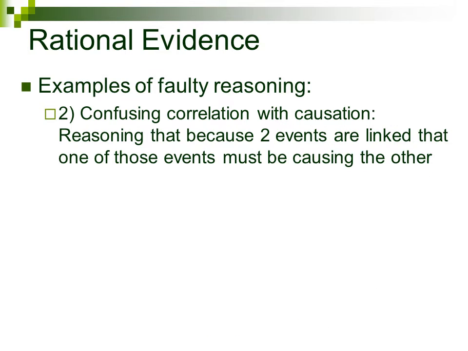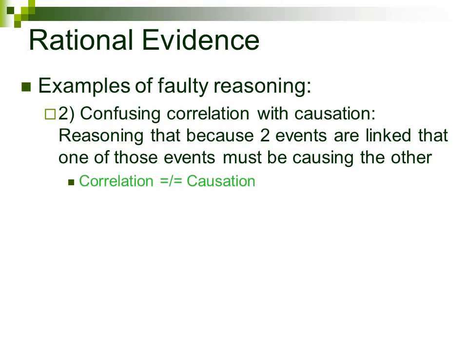A second example of faulty reasoning is confusing correlation with causation, reasoning that because two events are linked, one of those events is causing the other. So there are a couple related reasoning errors here. One issue is confusing correlation with causation. You might have heard the phrase that correlation doesn't equal causation. What this says is that even if there is a correlation between two variables, this doesn't necessarily mean that changes in one variable are causing the changes in the other variable.